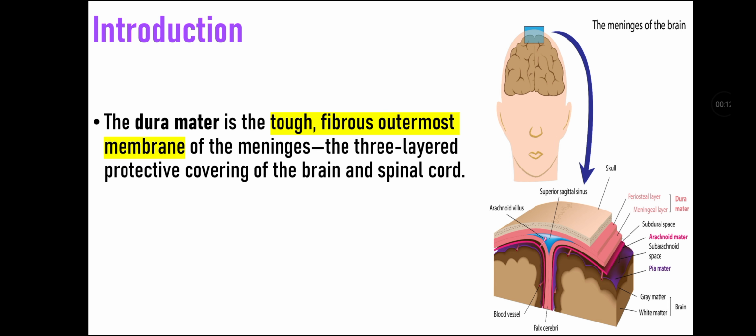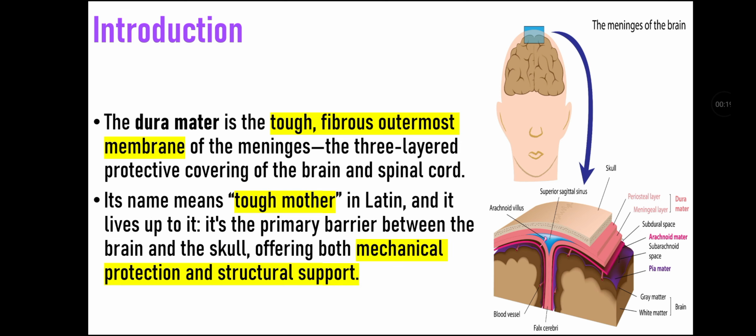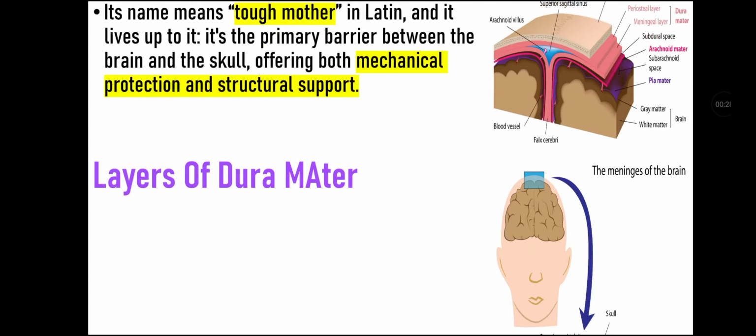Dura Mater is the fibrous outermost membrane of meninges, the three-layer protective covering of the brain and spinal cord. Its name means tough mother in Latin and it lives up to it. It is the primary barrier between the brain and skull, and it offers both mechanical protection and structural support.